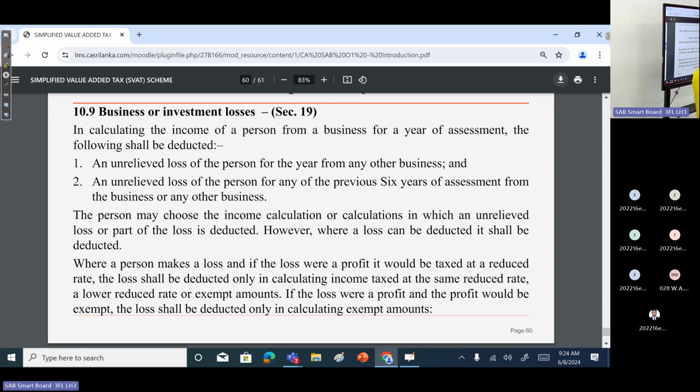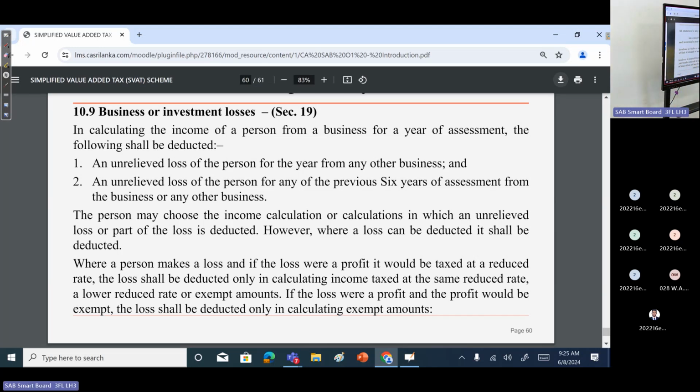So where a person makes a loss and if the loss were a profit, it will be taxed at a reduced rate. The loss shall be deducted only in calculating income tax at the same reduced rate, a lower reduced rate or exempt amount. If the loss were a profit and the profit would be exempt, the loss shall be deducted only in calculating exempt amount. Right?